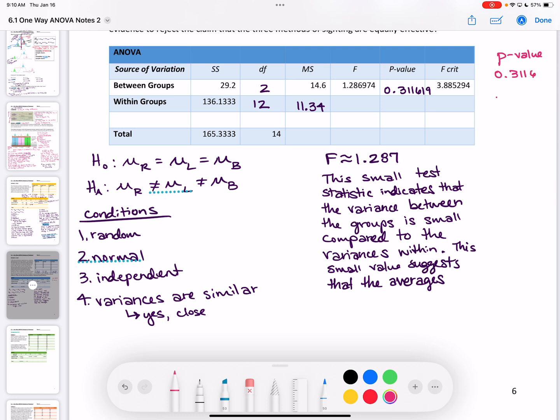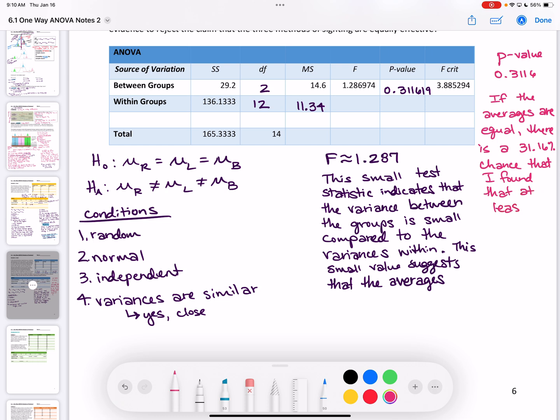All right, so the p-value is 0.3116. Okay, so if the averages are equal, there is a 31.16% chance that I found that at least one group average is different.